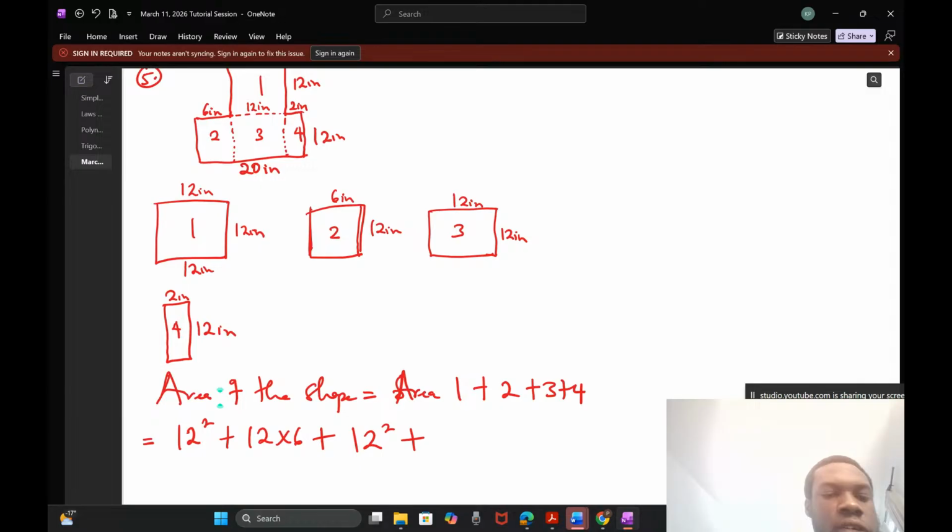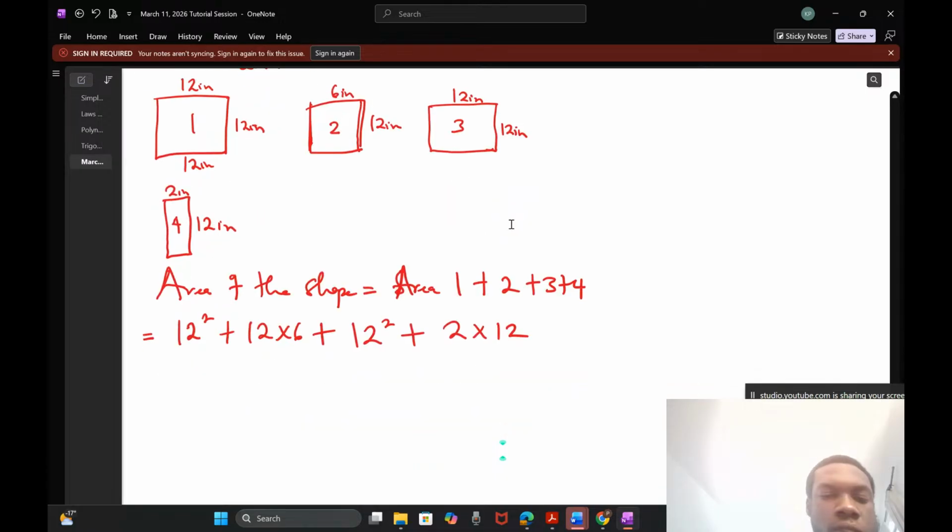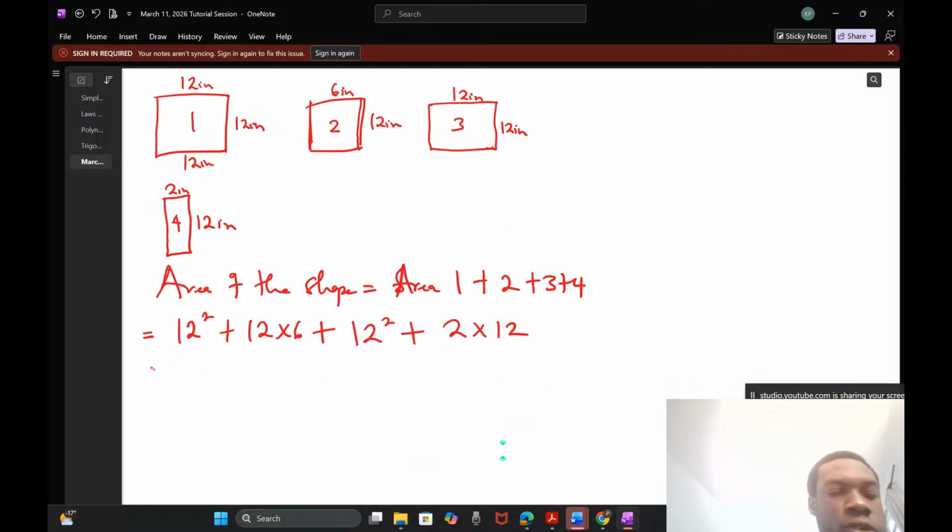And then we have a rectangle. This is now a rectangle. This will be plus 2 times 12. That's length times width. Okay. So 12 squared is 12 times 12. That's 144. Plus 12 times 6 is 72. Plus 12 times 12 is 144. Plus 2 times 12 is 24.